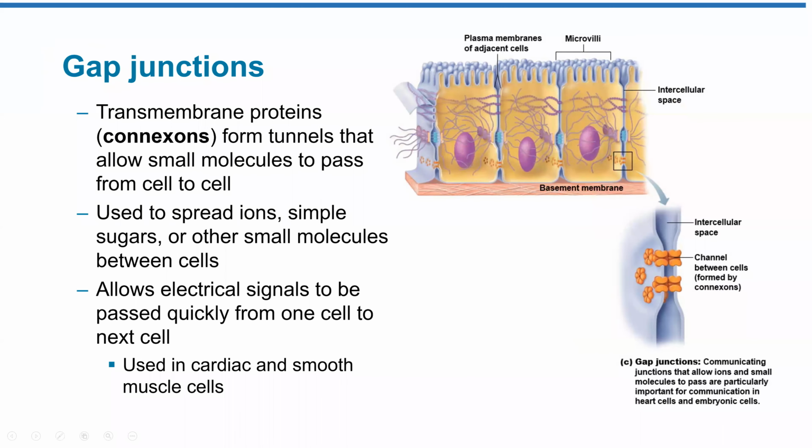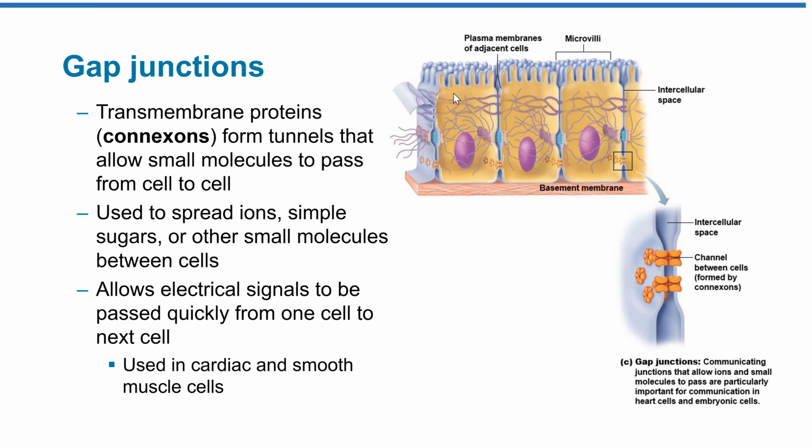Gap junctions are transmembrane proteins that form tunnels that allow small molecules to pass from cell to cell, used to spread ions, simple sugars, or other small molecules between cells. They allow electrical signals to be passed quickly from one cell to the next cell, and are used in cardiac and smooth muscle cells.